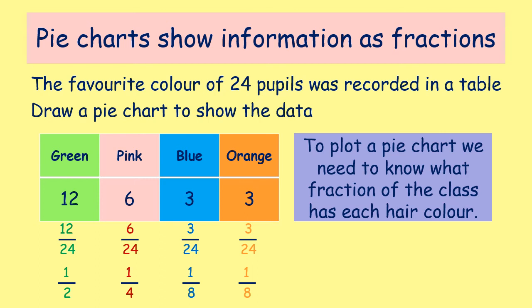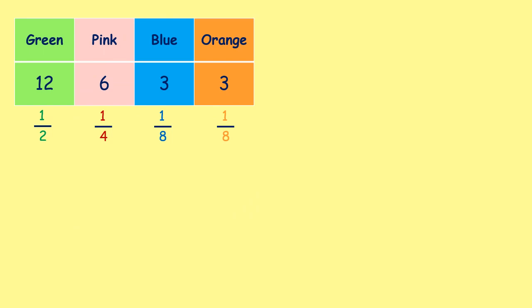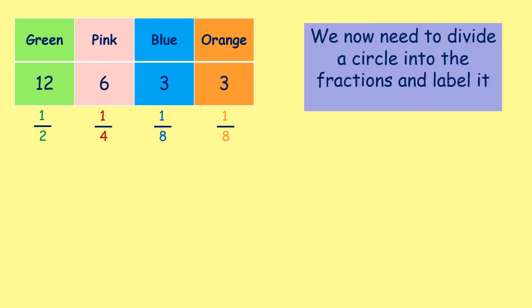So we've worked out our fractions for each colour. Half of the class picked green as their favourite colour, a quarter of the class picked pink as their favourite colour, 1/8 of the class picked blue as their favourite colour, and 1/8 of the class picked orange as their favourite colour. So our next thing to do is we need to take a circle and show these fractions on the circle. So that's what we did first. We worked out our fractions, and now we need to divide a circle into those fractions.